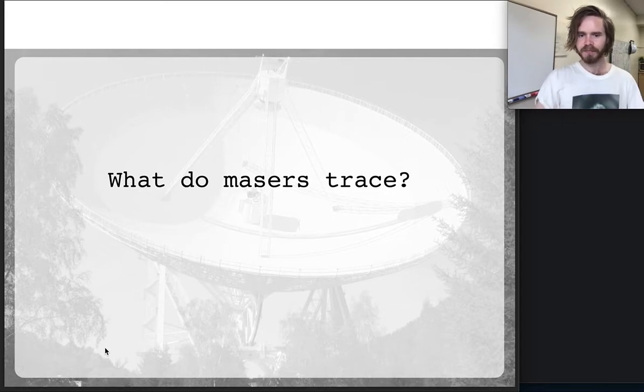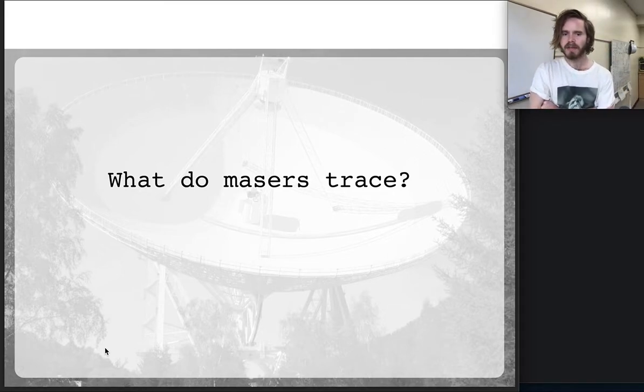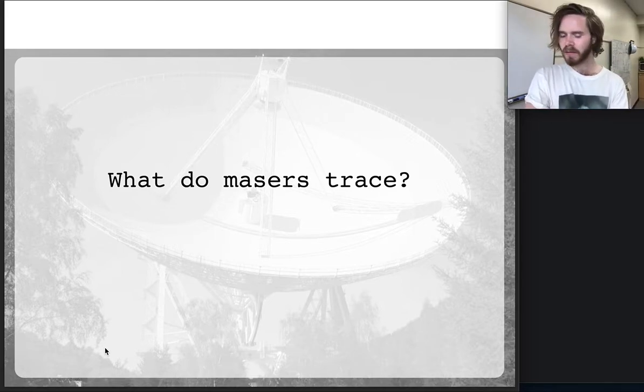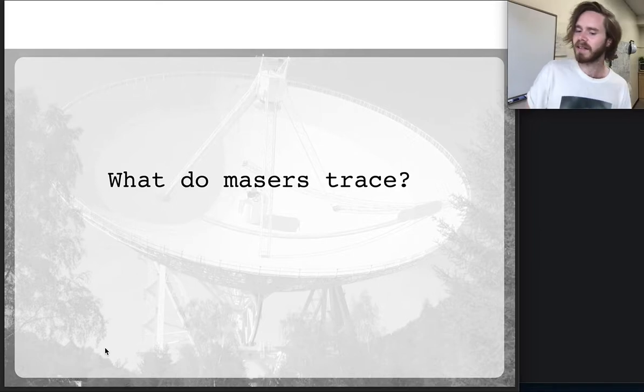Okay, so what I want to discuss now is what exactly masers trace. The masers that we've been discussing up until now have been these kind of hypothetical clouds in our minds. We've alluded to the fact that they're in space, but where are they in space? So I want to talk about what masers trace.